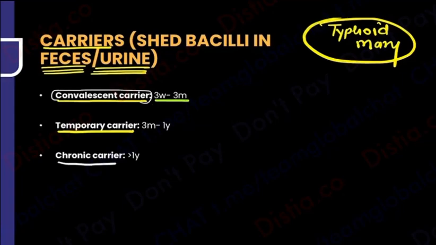So site of carriage. Second is duration. If someone is in the recovery phase and is carrying the organism, that is somewhere between 3 weeks to 3 months, that is the recovery time, that becomes a convalescent carrier. After 3 months till 1 year, that becomes a temporary carrier, and anyone beyond 1 year will become a chronic carrier. So simple, during the recovery phase, 3 weeks to 3 months convalescence, 3 months to 1 year temporary carrier, beyond 1 year is going to be a chronic carrier. So now coming to finally the point, how will you do the diagnosis?